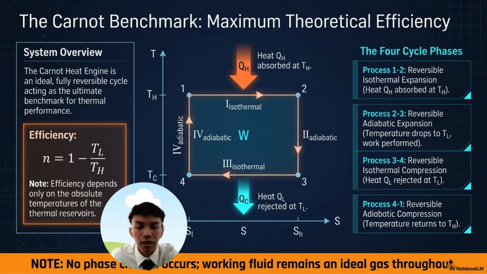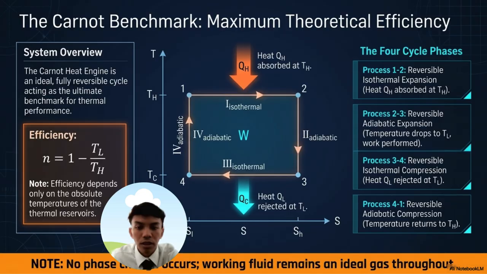The efficiency of the Carnot heat engine is given by the equation, where Th is the temperature of the hot reservoir and Tl is the temperature of the cold reservoir. This equation shows that the efficiency depends only on the temperature of the two thermal reservoirs. The greater the temperature difference between the hot and cold reservoirs, the higher the efficiency of the heat engine.